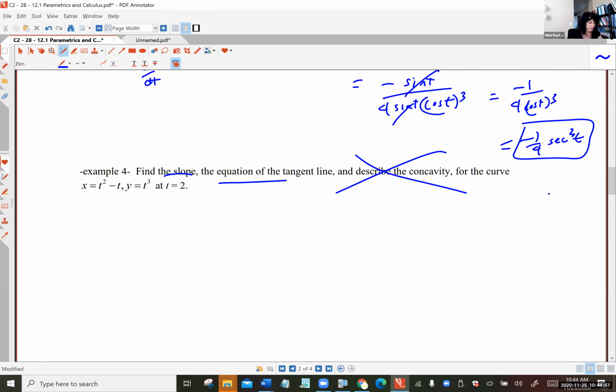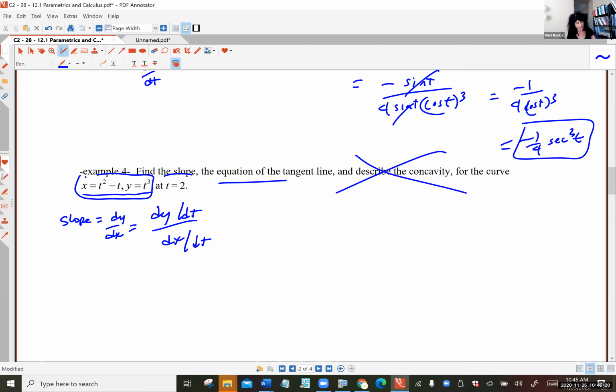But I think the equation of the tangent line is classic. First up, if I'm going to get the equation of the tangent line, I need the slope of the tangent line. So what is it? Well, slope is dy/dx, but the parametric form is dy/dt divided by dx/dt. Well, what's x and y? Well, they gave it to us right here.